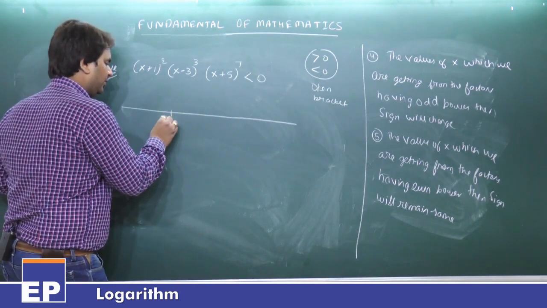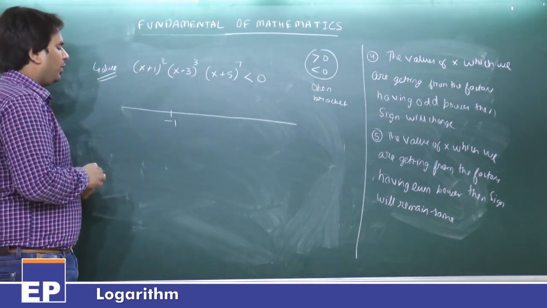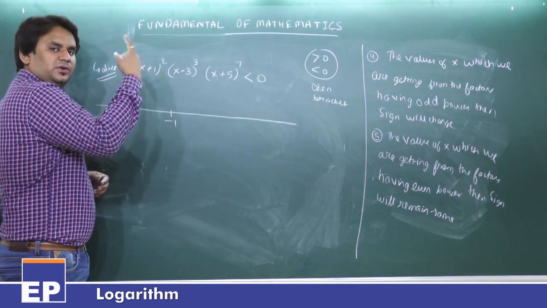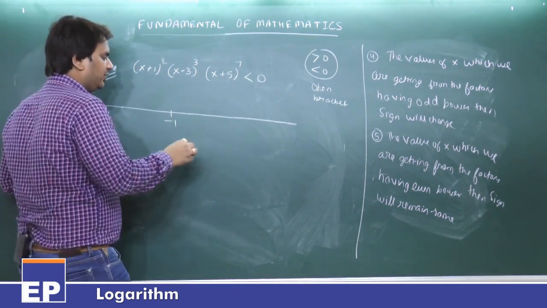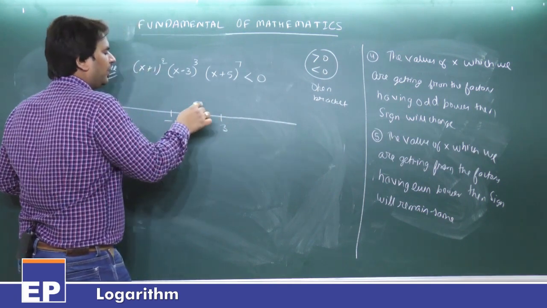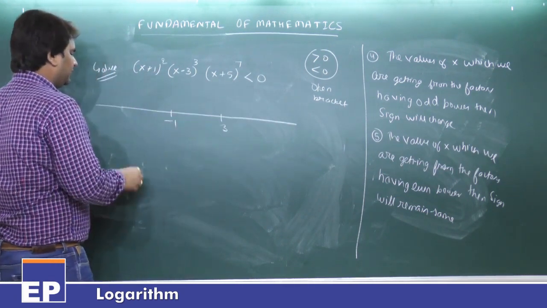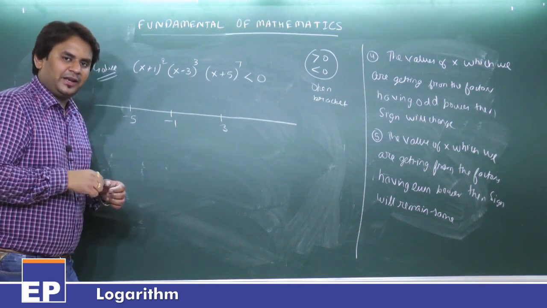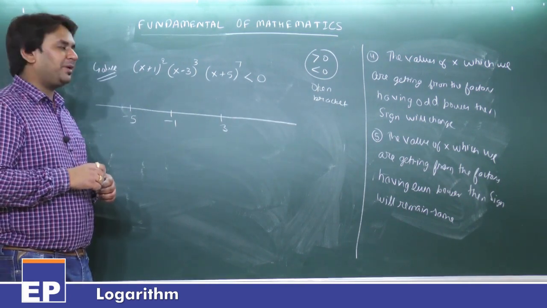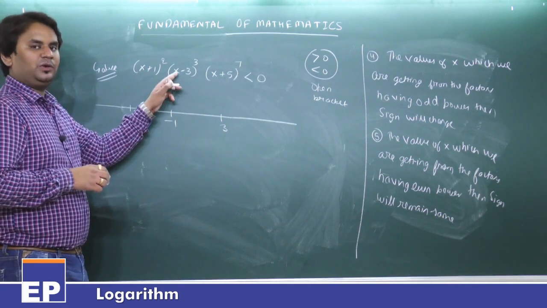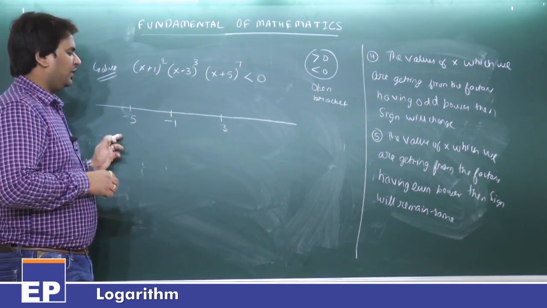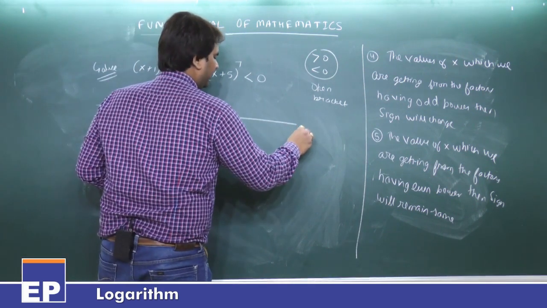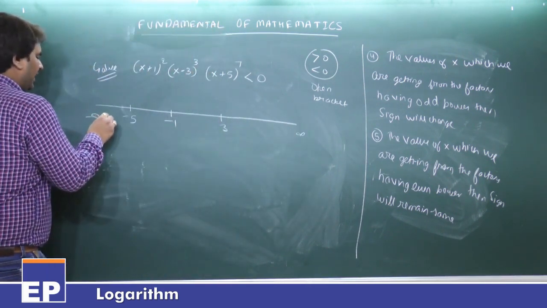So I am plotting x is equal to minus 1 here. If I put x minus 3 equal to 0, then what will be the value of x? X will be 3. If I put x plus 5 equal to 0, then x is equal to minus 5. So the factorization is already done, I have put all the factors equal to 0, and I am getting x equal to minus 1, x equal to 3, and x equal to minus 5. All the values have been plotted on the number line. Now this is plus infinity and this is minus infinity.